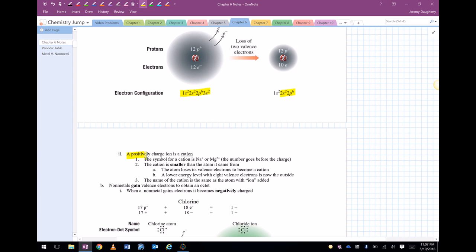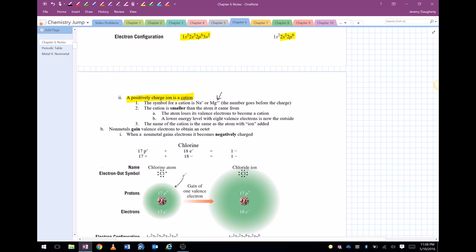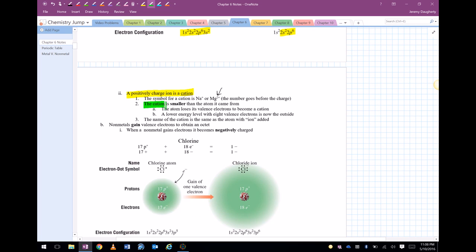So a positively charged ion is called a cation. You always write the number first. So it's like magnesium 2 positive. It's not magnesium positive 2. As we said, the cation is smaller than the atom it came from. Why? Because the atom loses its valence electrons. And so now a lower energy level with 8 valence electrons is now on the outside. But we also want to say, and the nucleus, i.e. protons, nucleus is effectively stronger.